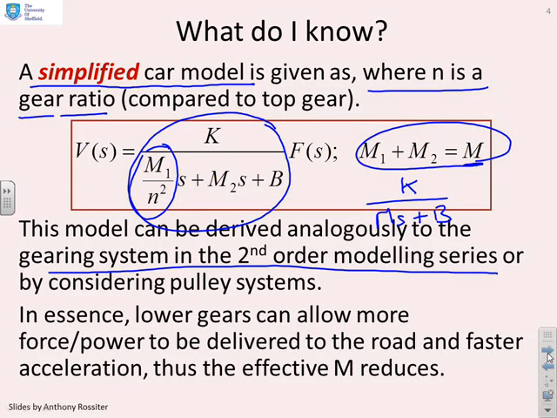Now, why is this? In essence, if you're in a lower gear, then you're able to deliver more force, or effectively equivalently more power, to the road, and therefore you're able to get a faster acceleration. And so what that means is the effective M reduces.